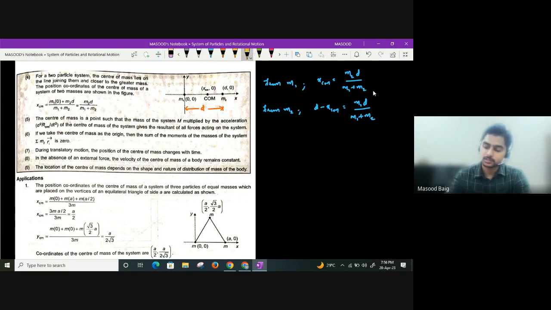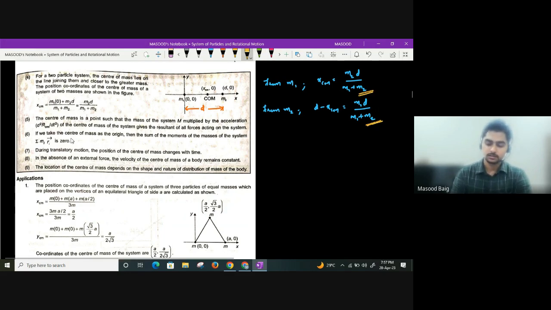So as you can see, are the distances of center of mass inversely related with their masses or not, guys? This is the distance from m1 mass, and this is the distance from m2 mass. So the distance from m1 mass depends on m2, and the distance from m2 mass depends on m1. So the distances will be in the inverse ratio of the masses, guys.